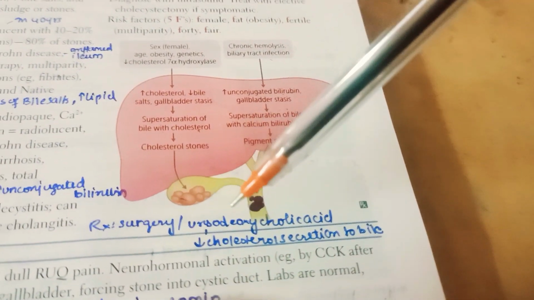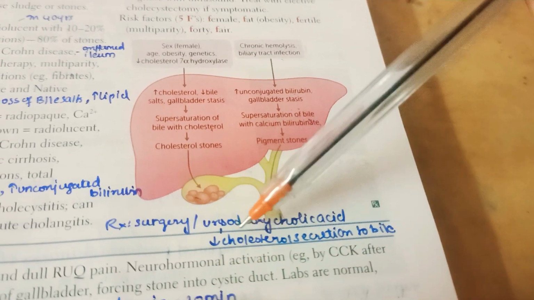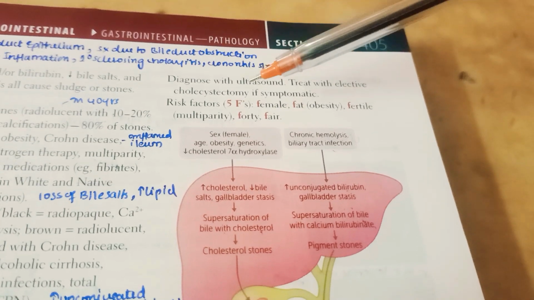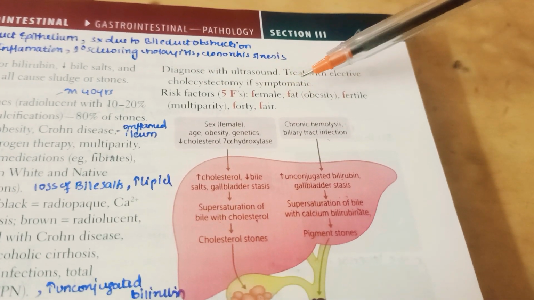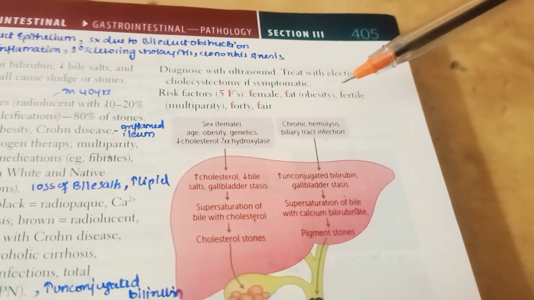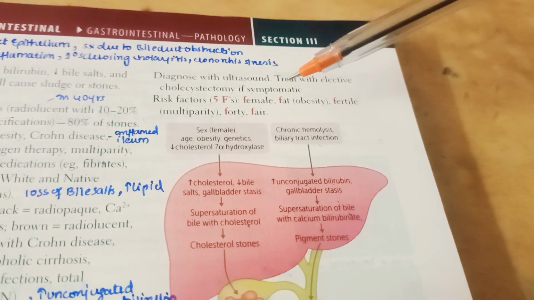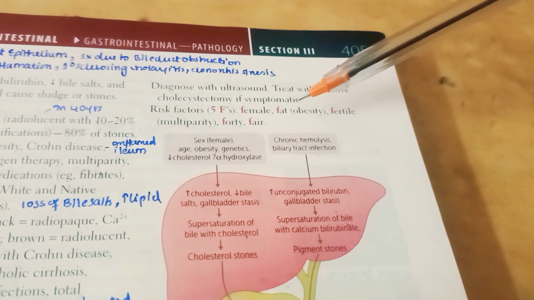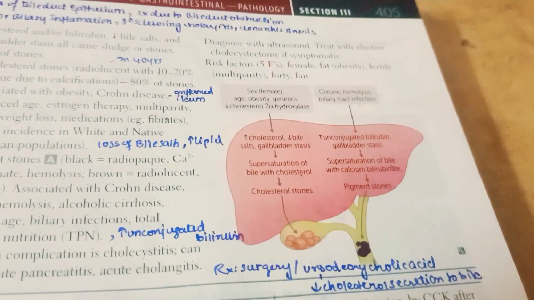So treatment is surgery or ursodeoxycholic acid, which decreases cholesterol secretion into the bile. Okay. Diagnosis with ultrasound. Treat with elective cholecystectomy if symptomatic. Risk factors are the 5 Fs: female, fat, fertile, 40, fair. So I remember a 40-year-old fertile, fat, fair female, okay. She has a higher risk to get the stones.